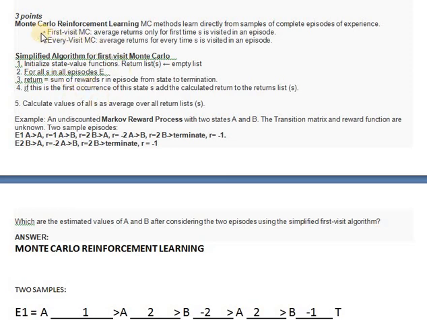There are two things we have to consider when we are doing Monte Carlo reinforcement learning. The first one is first visit MC, and the next one is every visit MC. There is a slight modification when we are doing the calculation. In the Monte Carlo reinforcement learning algorithm, there are two things they will add up.